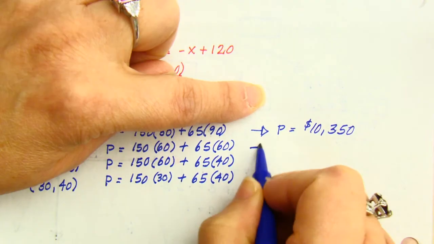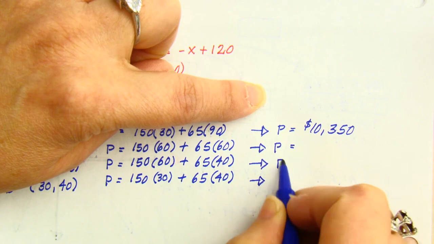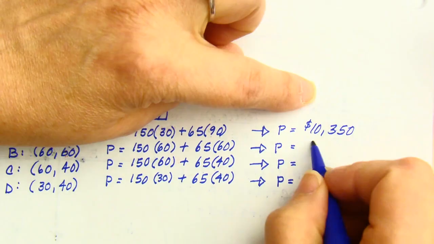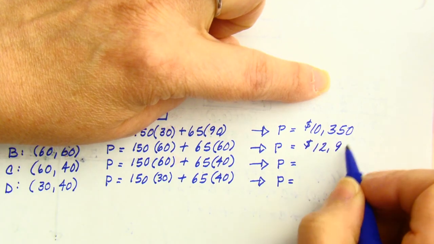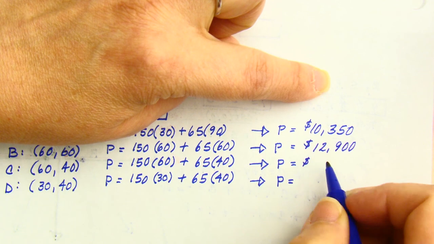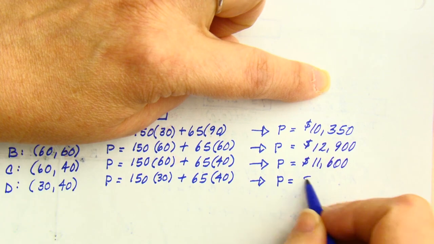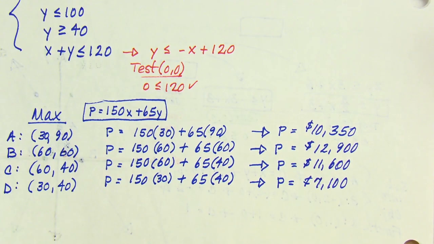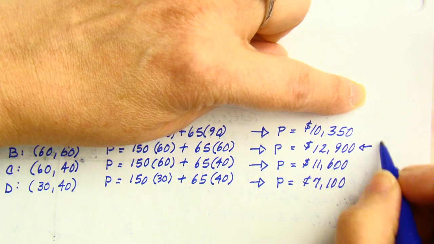Okay, we're going to do the same thing for all of the other ones. And when you do this on the calculator, I'm not going to try to take up video time to show you calculator stuff. This one is $12,900. This max profit is $11,600. And this one is $7,100. Now, where's my max? Where's the most money I can get? Well, right here. This is my max.